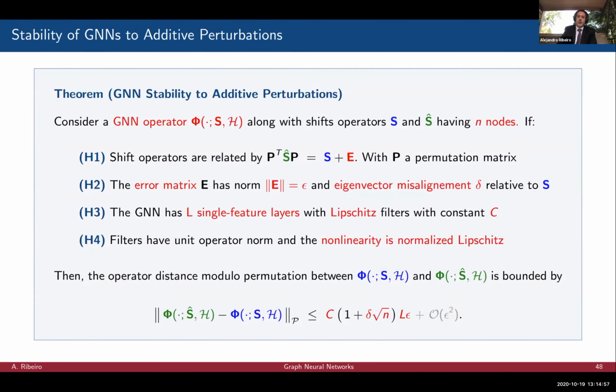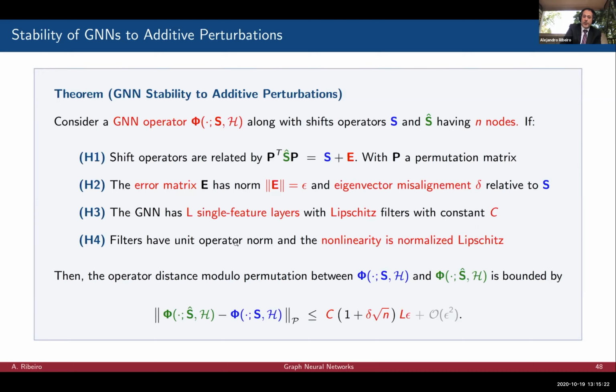If we add this hypothesis to the three that we had before, so I am now looking at a GNN. This GNN is running on two different filters, S and S hat. These filters are related by an additive perturbation model. The error matrix has norm epsilon, eigenvector misalignment delta. The layers are capital L of them, and all of them are Lipschitz with constant C.